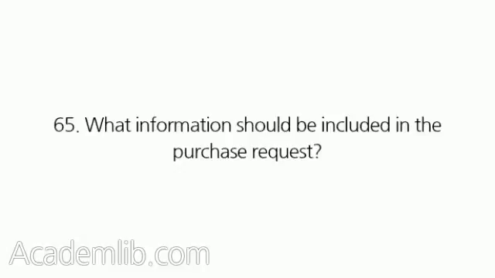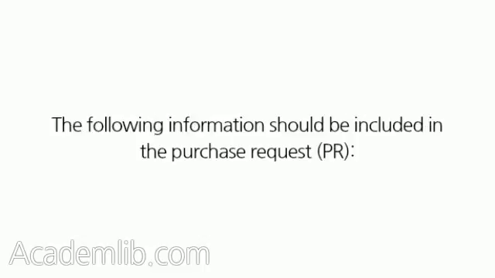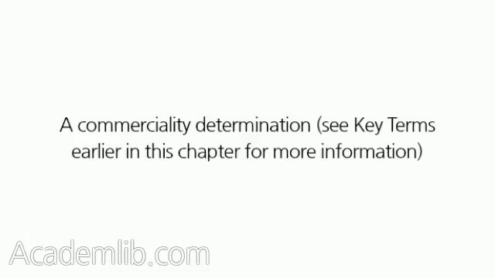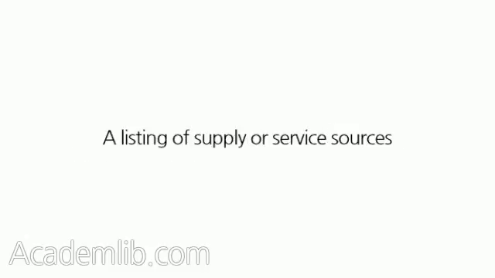65. What information should be included in the purchase request? The following information should be included in the purchase request, PR. The goals and objectives of the procurement. A commerciality determination, see key terms earlier in this chapter for more information. A listing of supply or service sources.